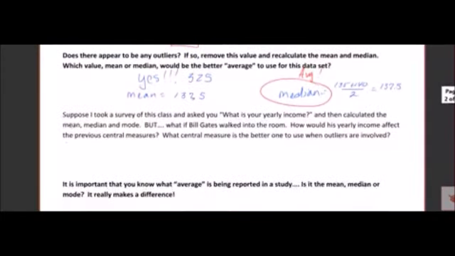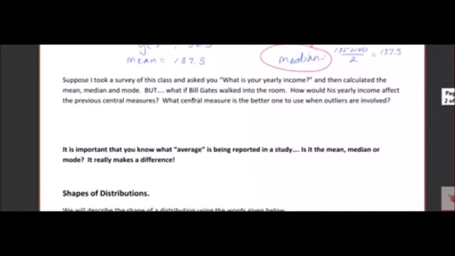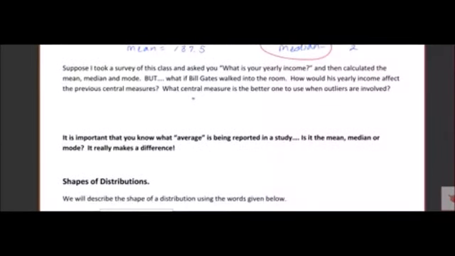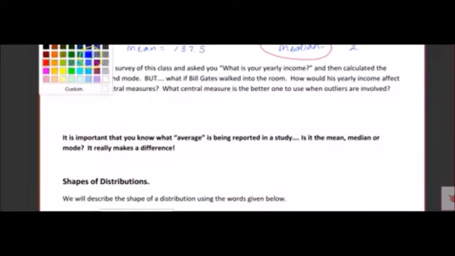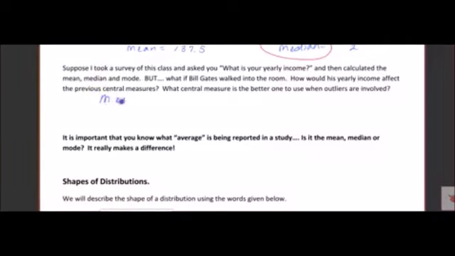Here's another situation. Suppose I surveyed every one of you and asked you for your yearly income, and we calculated the mean and the median and the mode, but Bill Gates walks into the room. How would his yearly income affect those previous values that we found? His salary would certainly change some of those values. Definitely the mean, because the mean takes into account every piece of data. So suppose the mean was, I'm just putting a number up here, 26,000.